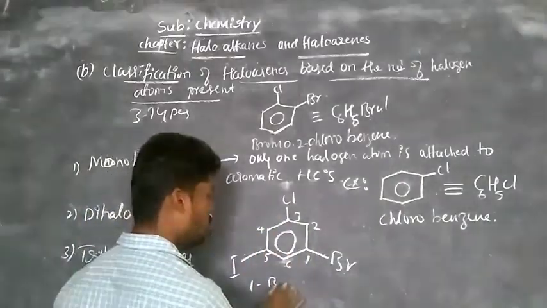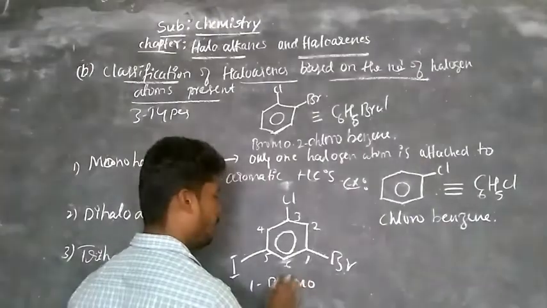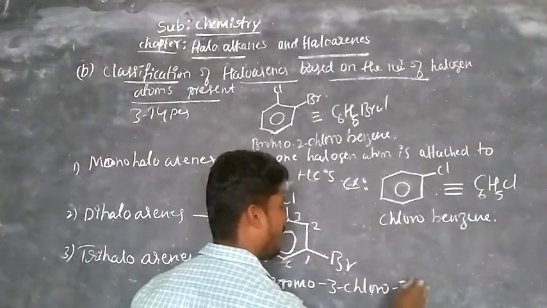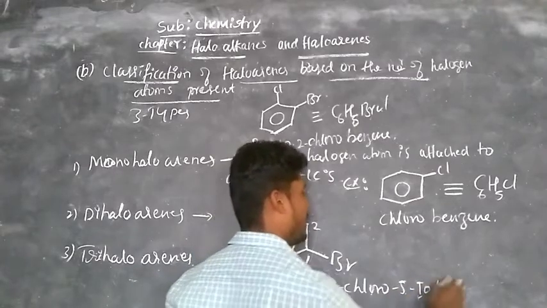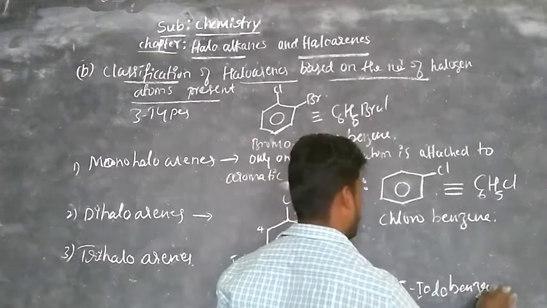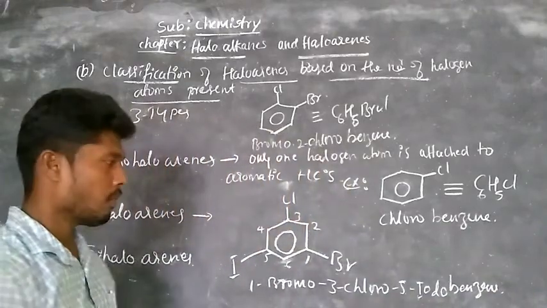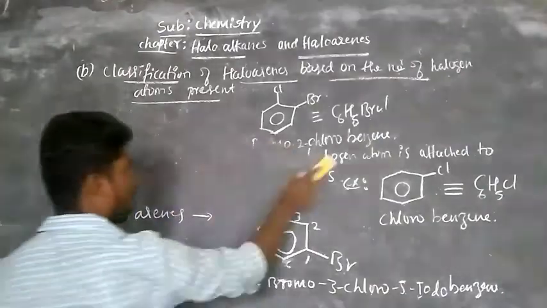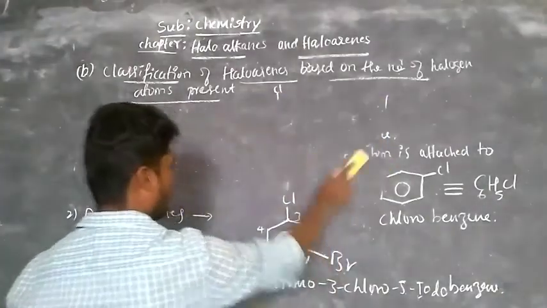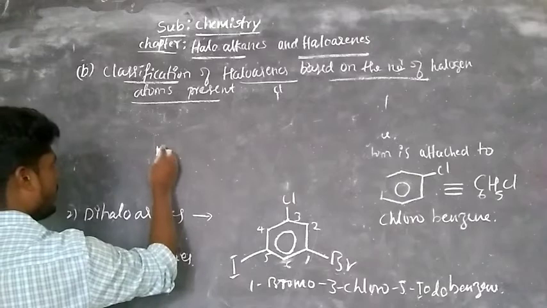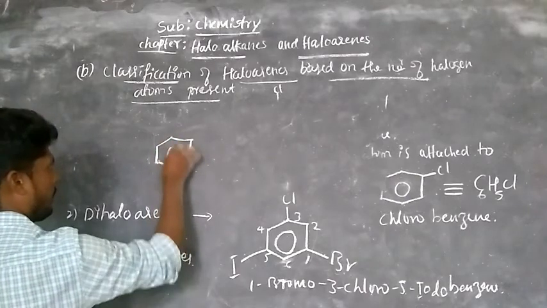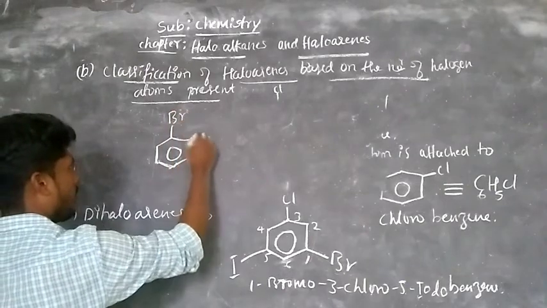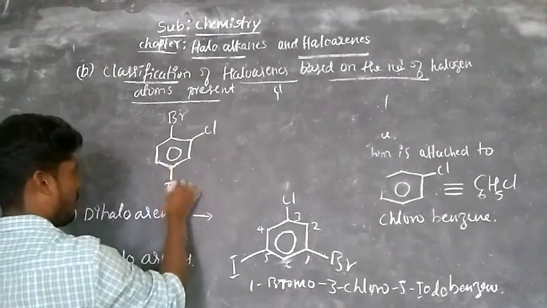That is 1-bromo-3-chloro-5-iodobenzene. Okay. Similarly, observe one more example. Benzene, and right here one bromine, here chlorine and here iodine.